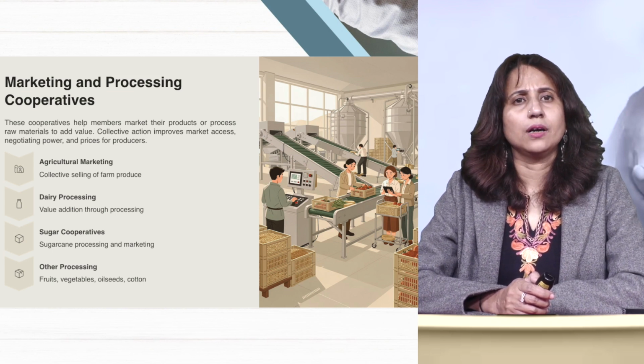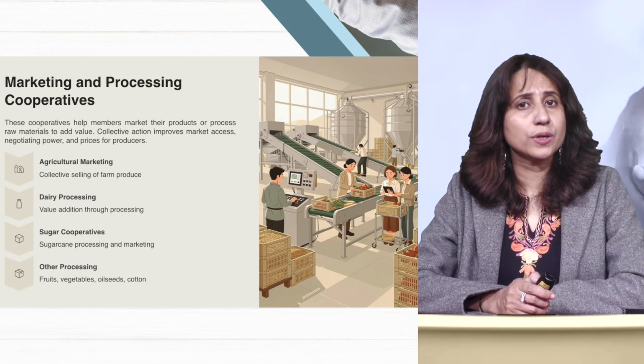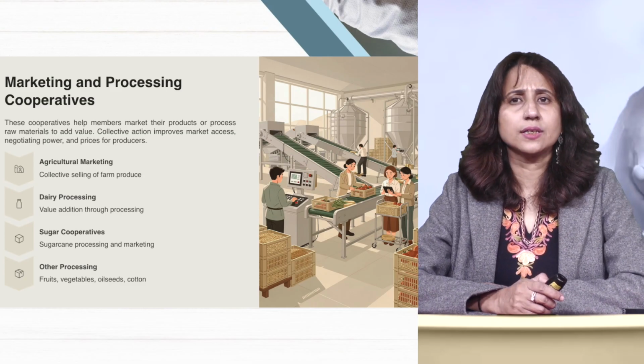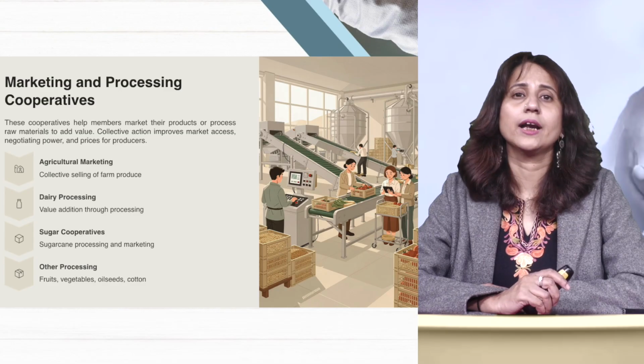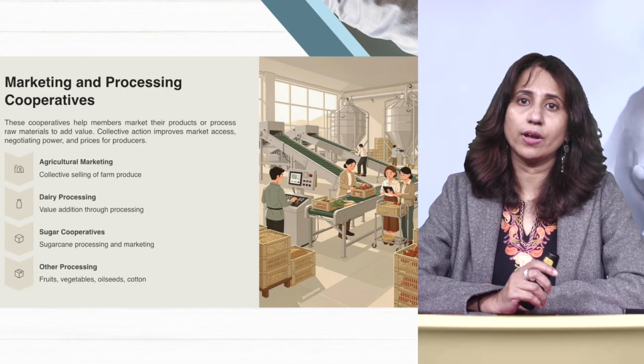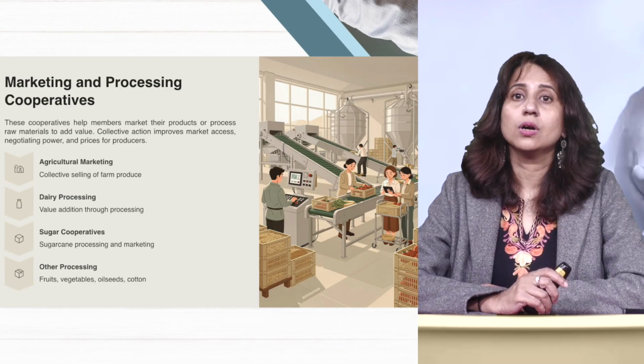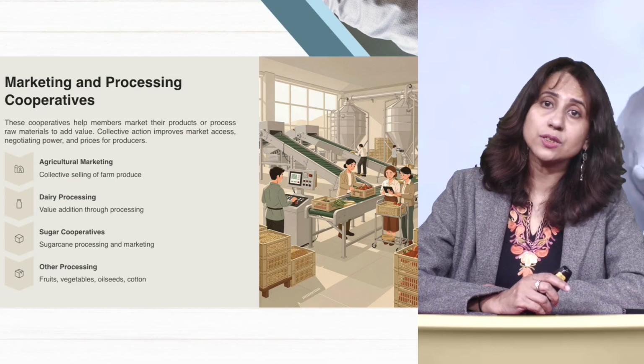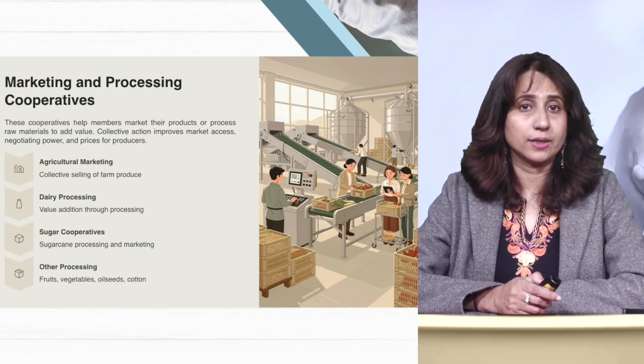Then there are certain processing cooperatives in other sectors. The processing cooperatives exist across various agricultural and non-agricultural sectors, adding value to the members' raw materials or products. First would be fruit and vegetable processing. Here the cooperatives process fruits and vegetables into juices, pulps, jams, pickles and dried products, reducing post-harvest losses and providing better returns.